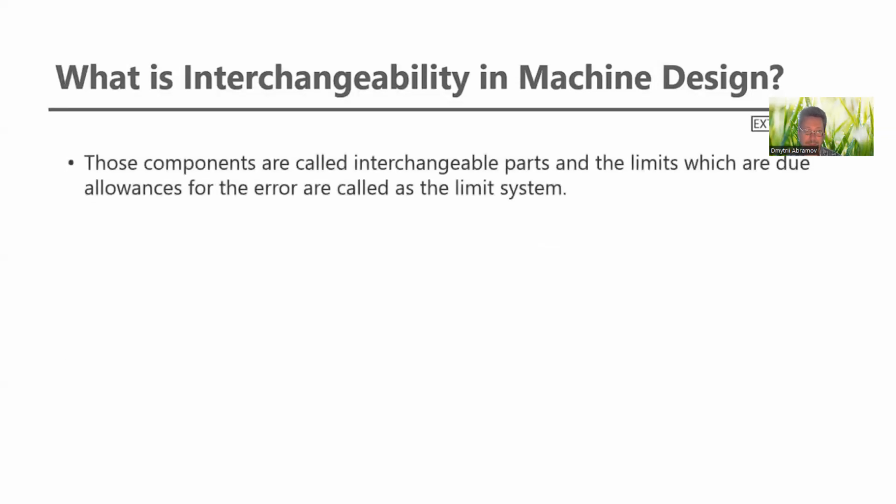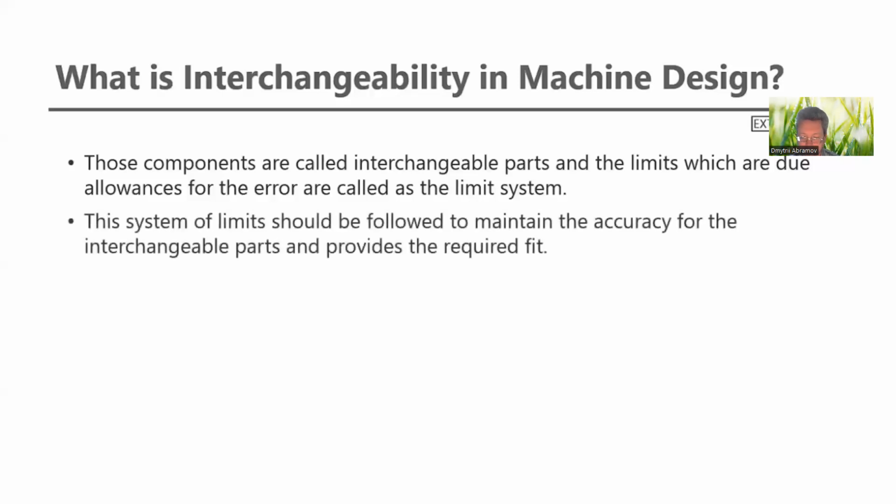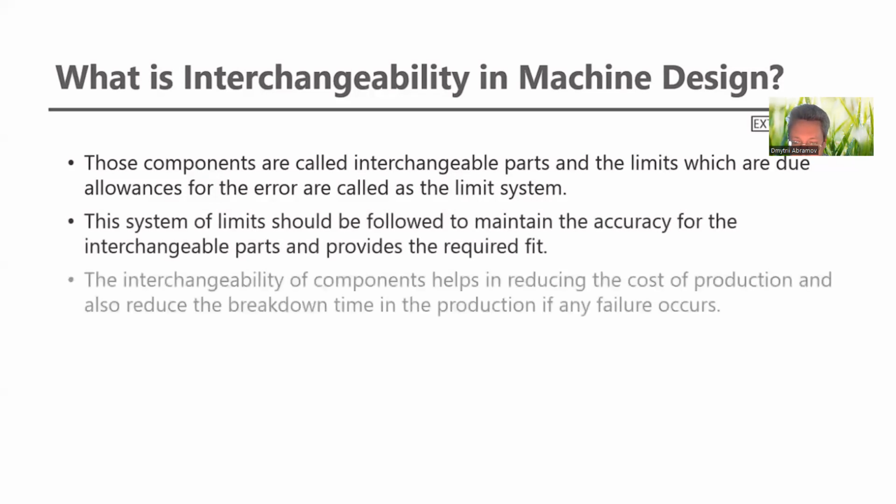These components are called interchangeable parts, and the limits, which are due allowances for the error, are called the limit system. This system of limits should be followed to maintain the accuracy of interchangeable parts and provide the required fit. The interchangeability of components helps in reducing the cost of production and also reduces the breakdown time in production if any failure occurs. This is all about interchangeability.